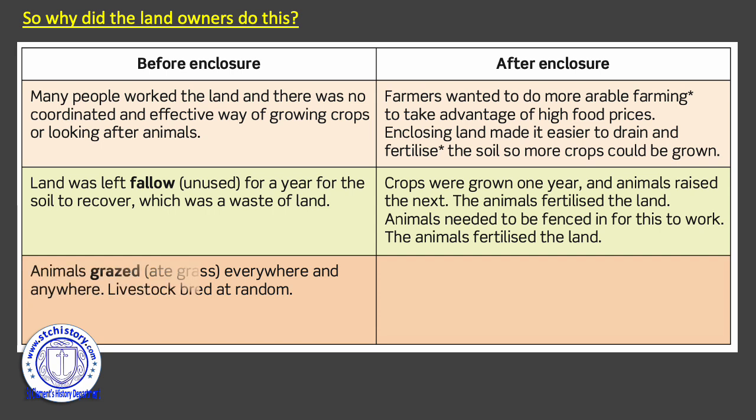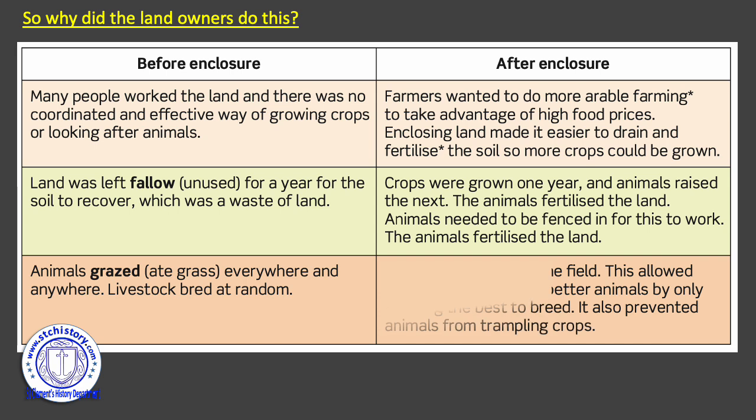And then finally, the animals grazed, so ate the grass, everywhere and anywhere. Livestock were breeding with everyone. Well, not everyone, that sounds a bit random, but there are loads of calves and foals and all sorts breeding willy-nilly because they're free to roam. After enclosure, they're obviously kept within fields, and they would be allowed to breed when the farmer or the landlord wants them to. This allows you to start thinking about breeding your best male with your best female and improving your stock, which we know is something that goes on in the future when it comes to breeding anything: animals, cats, dogs, horses. You are essentially breeding your best.